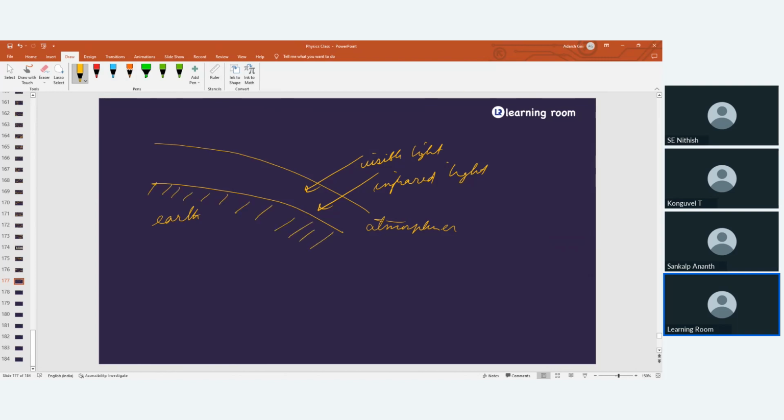Alright. Then this, your gamma rays, X-rays. You know that I'm using this sign for gamma. Gamma rays and X-rays and ultraviolet light are absorbed in the ozone layer. The gamma rays won't be stopped, right? Absorbed in the ozone layer. And the rest of them, they are reflected back.